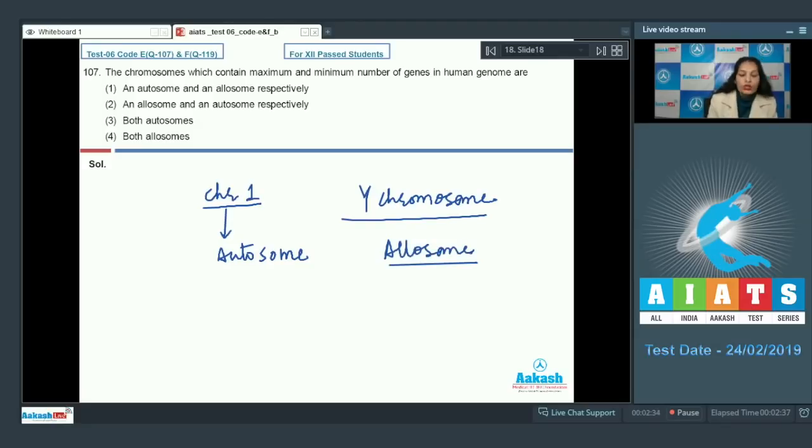And the chromosome which contains the minimum number of genes is Y chromosome, and it is an allosome. So it is an autosome and the allosome respectively. So the correct option for the given question is option number 1. Let's move to the next question.